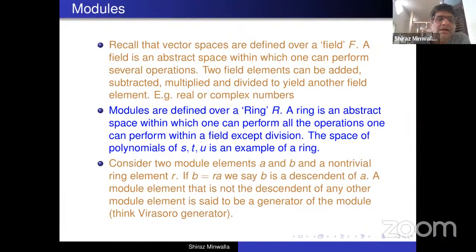Okay, fine. Now consider two module elements A and B and a non-trivial ring element R. If B is equal to R times A, we say B is a descendant of A. Again, think of Verma modules. Other states are descendants of the primaries because you can act with raising operators to go up. A module element that is not the descendant of any other module element is said to be a generator of the module. Generators are like the primary states of a Verma module.